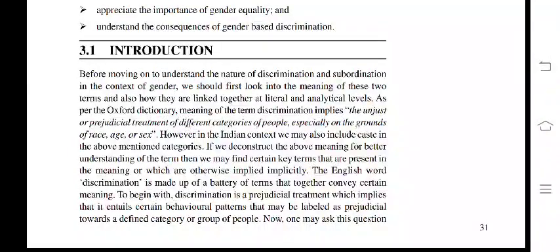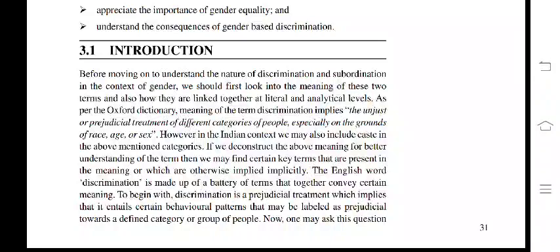Let us discuss the introduction part before moving on to understand the nature of discrimination and subordination in the context of gender. We should first look into the meaning of these two terms and also how they are linked together at literal and analytical levels. As per the Oxford Dictionary meaning of the term, discrimination implies the unjust or prejudicial treatment of different category of people, especially on the grounds of race, age and sex. However, in the Indian context, we may also include caste in the above mentioned categories.